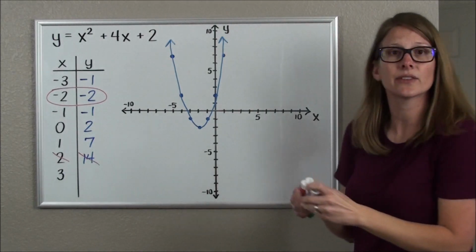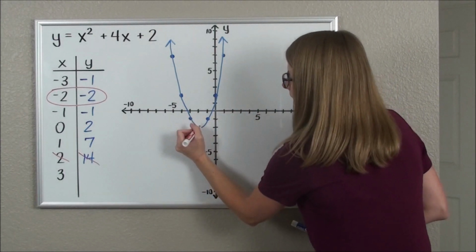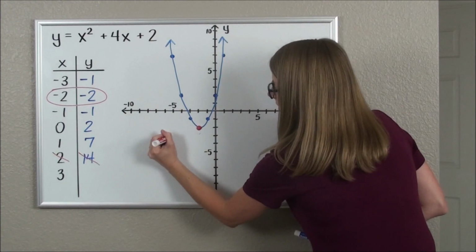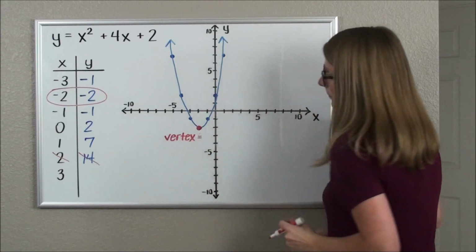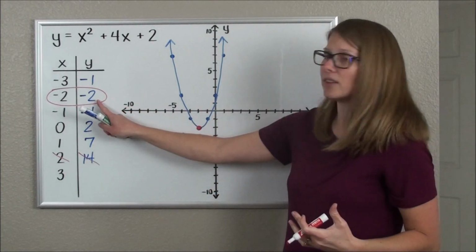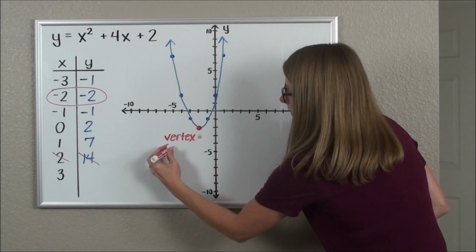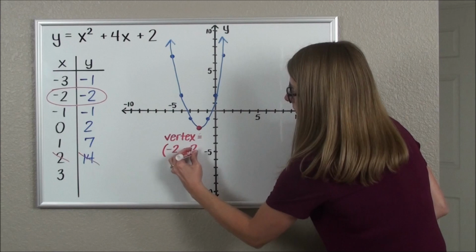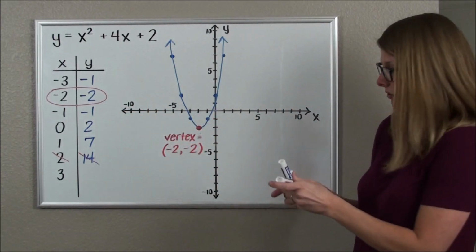And then the pieces of information that we want to gather from the picture, number 1, we want to see the vertex. We know that the vertex is either the bottom of the valley or the tip of the hill. In this case, it's the bottom of the valley. It's the same place that we identified as the mirror in our table. In this case, the vertex is -2, -2. So you can certainly pull that from the table, or you can see it visually in your graph.